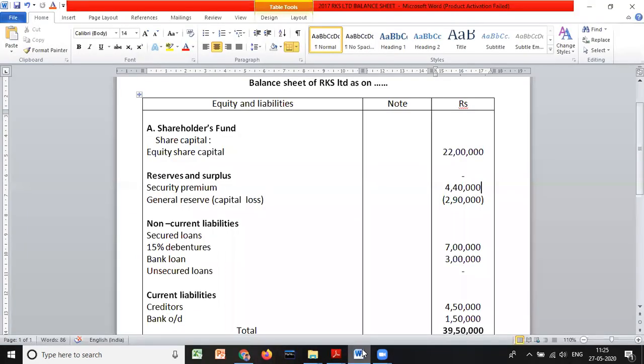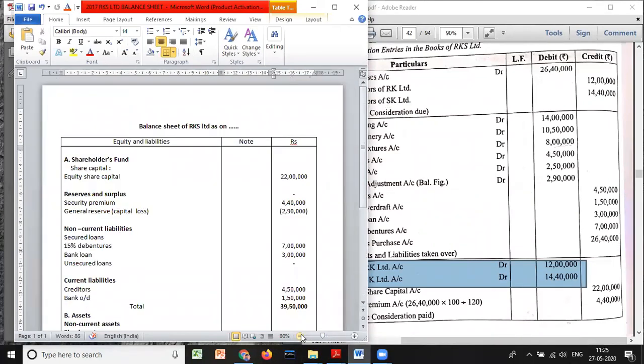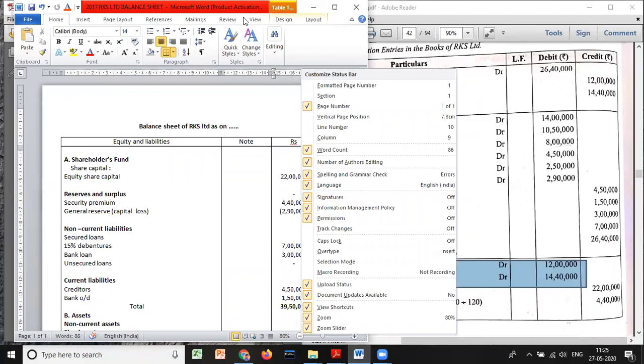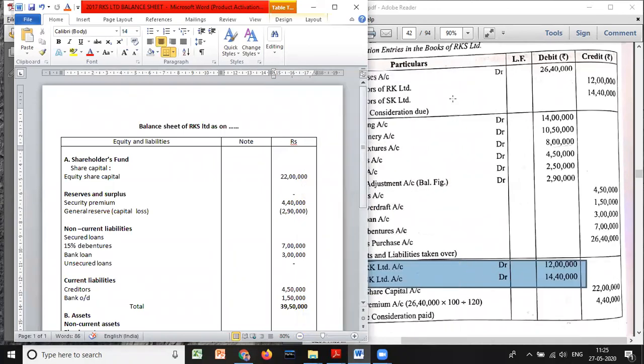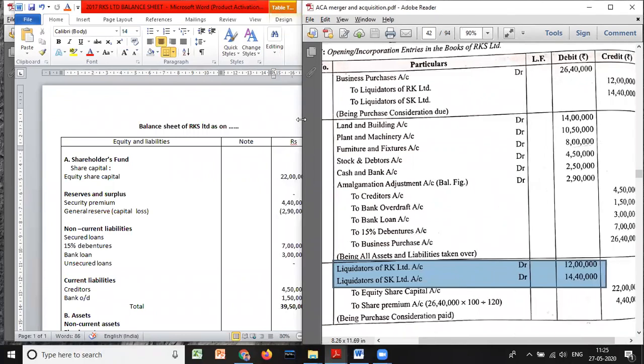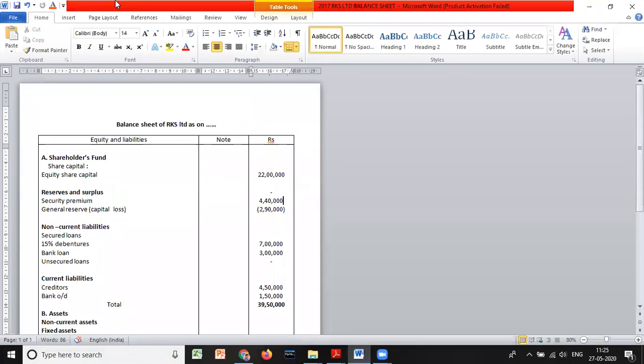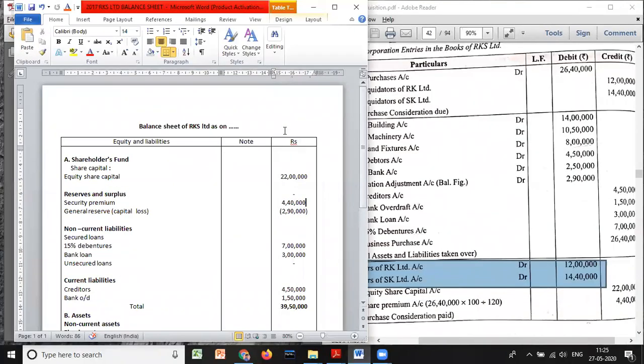Now, this is very, very important. When you are preparing the balance sheet, you should be careful here. Look at here. Now we need to prepare the balance sheet. What we are supposed to do is, balance sheet of RK Limited as on, because they have not given a date. So equity and liabilities, note number, rupees.